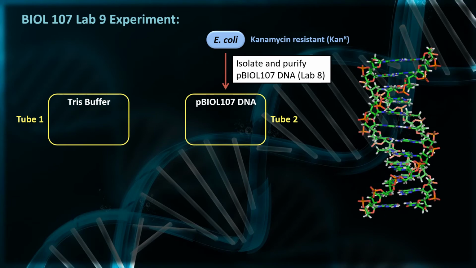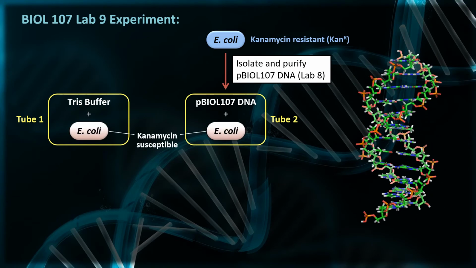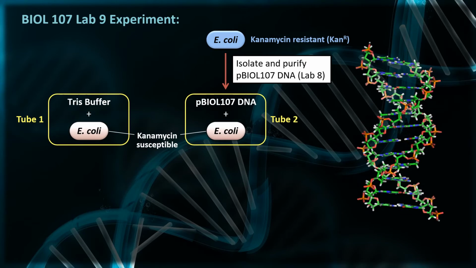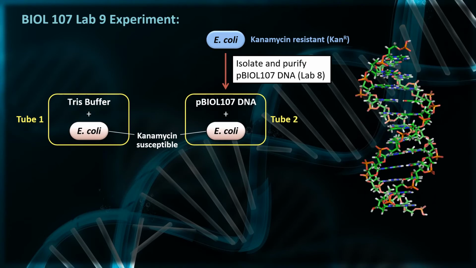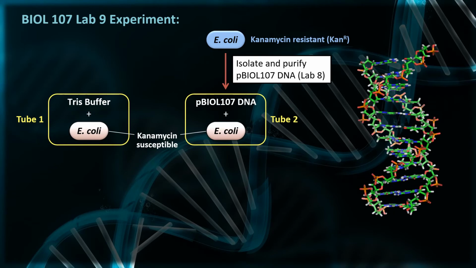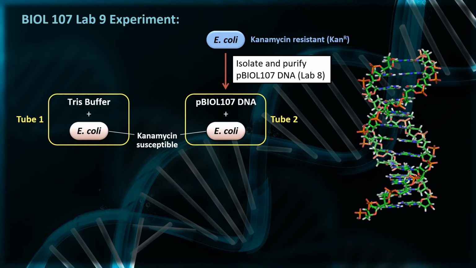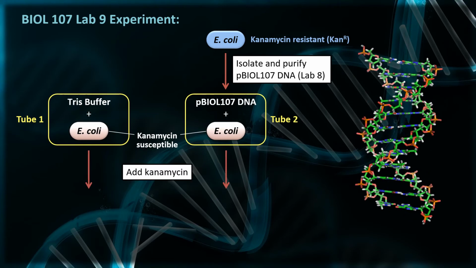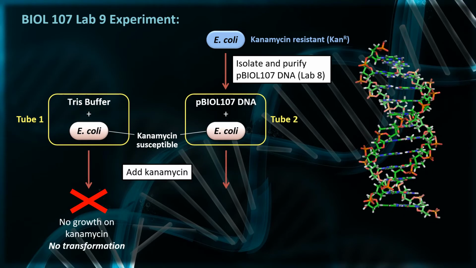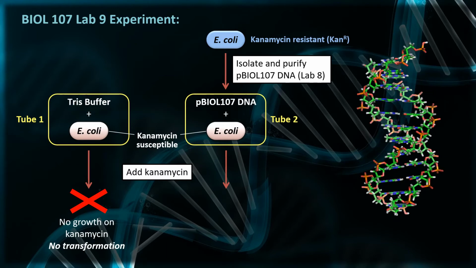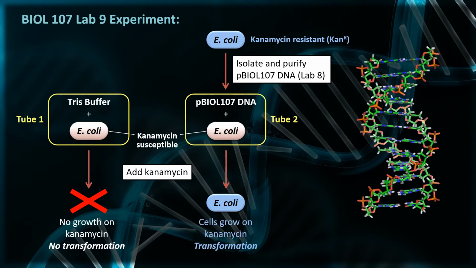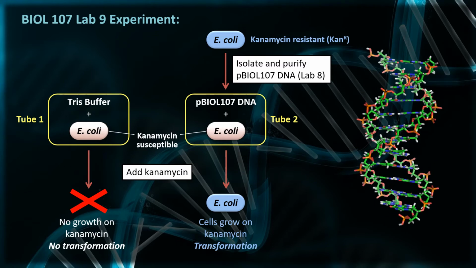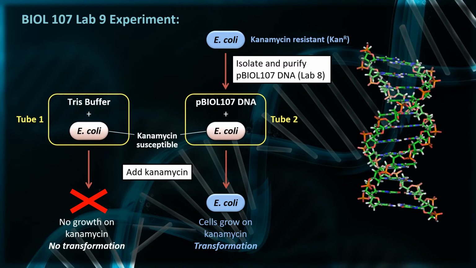Both test tubes are going to have E. coli cells, and they are going to be susceptible to kanamycin. So what we're going to do is mix them together, go through an experimental protocol, and try to see if one of them will uptake the DNA and become transformed. After that, we're going to put them on agar plates with kanamycin. Test tube 1 is a control. It should not grow on the kanamycin. Test tube 2 hopefully will uptake the DNA and get the kanamycin resistance gene and become transformed and be kanamycin resistant.